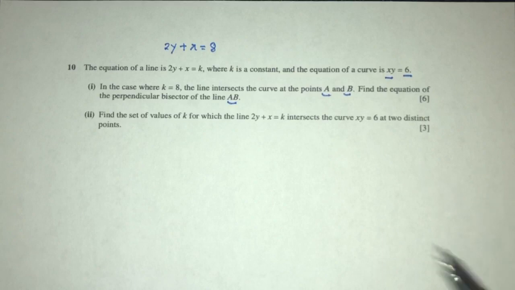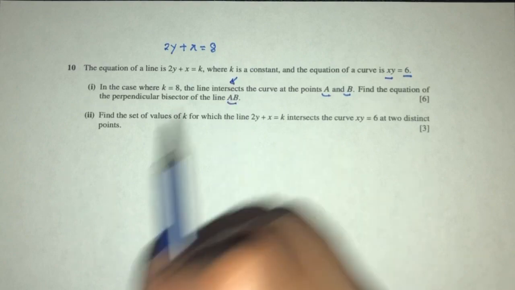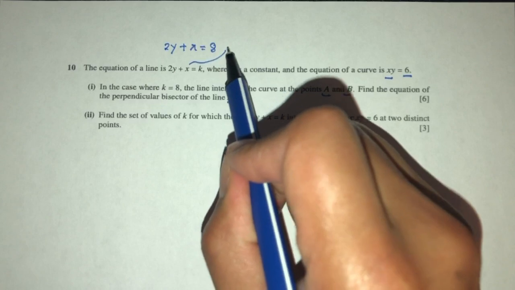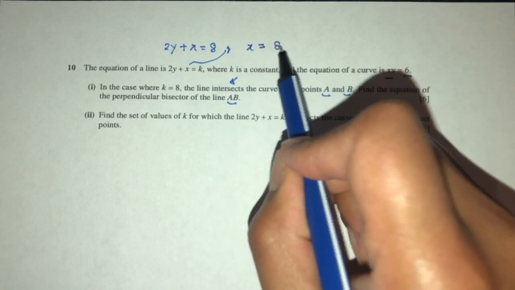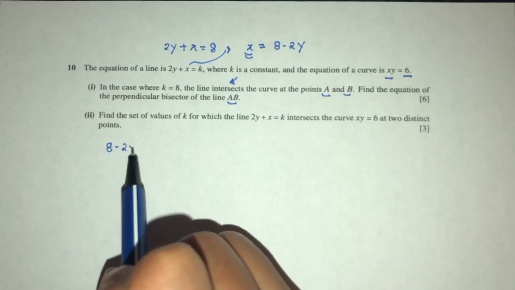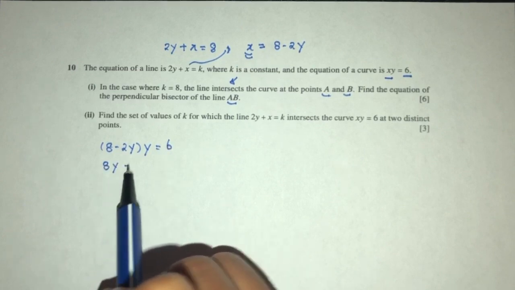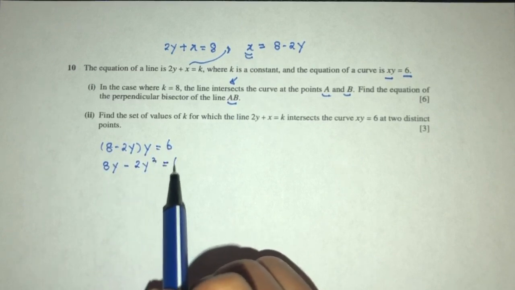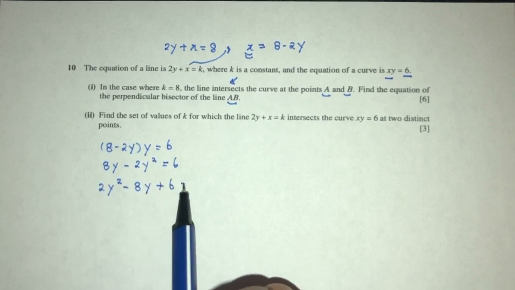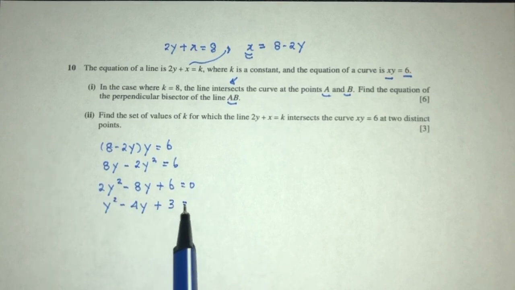So pretty easy. First things first, we have to find the points A and B, right? So intersect means we have to solve simultaneously. Here we have x. Let's make x the subject. So x will be what? x will be 8 minus 2y. Now replace x back in here. You will have 8 minus 2y times y has to be 6. That will be 8y minus 2y squared has to be 6. 2y squared minus 8y plus 6 has to be 0. That should be this, y squared minus 4y plus 3 has to be 0.